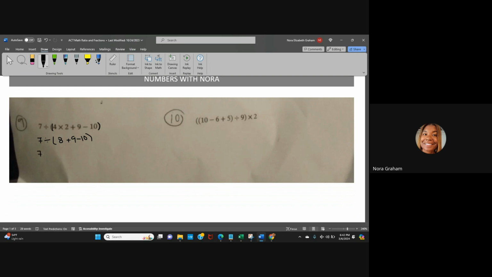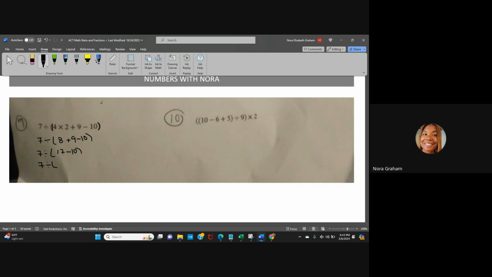My 7 and division sign come along for the ride because I'm not ready to use those yet. And I keep on going from left to right now because I have addition and subtraction. So now I have 8 plus 9, which is going to give me 17. Okay. And then minus 10. So my parentheses are not gone yet. I want my parentheses to be gone before I do anything else. So my 7 and division sign still come along for the ride.